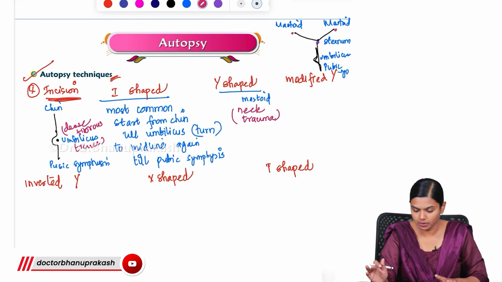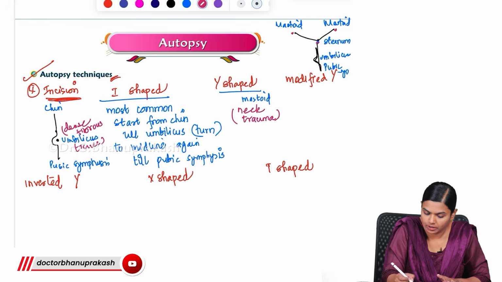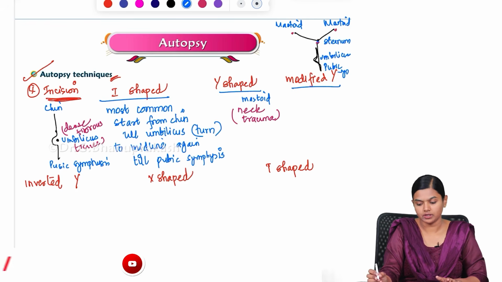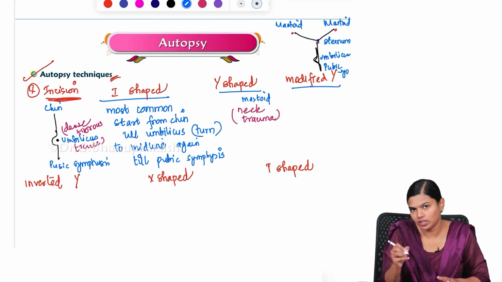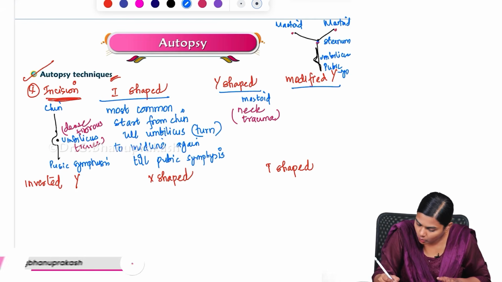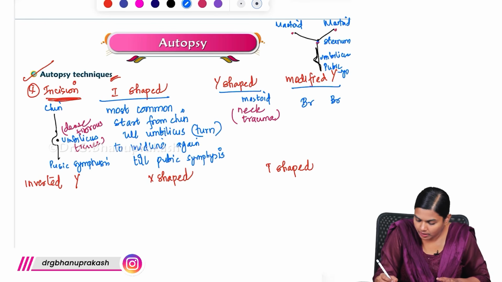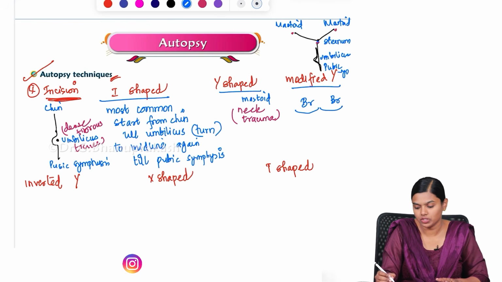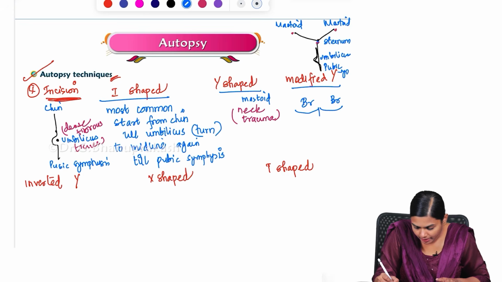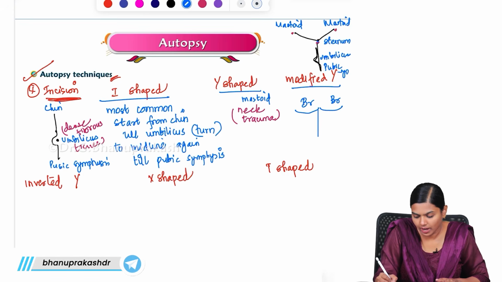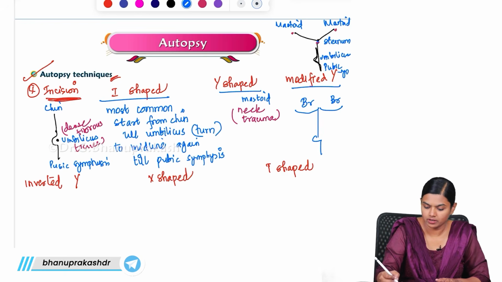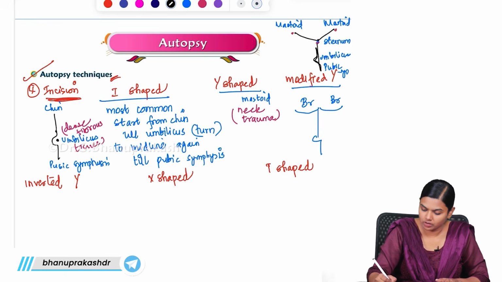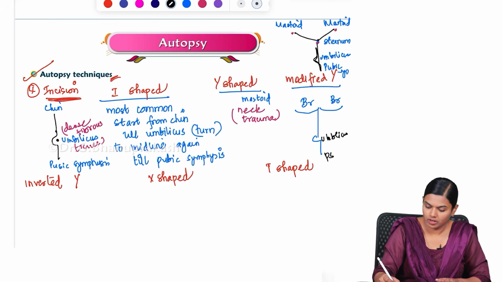Next to the Y-shaped incision is your modified Y-shaped incision. Here, the two limbs of the Y will be going beneath the breast. So this is the breast, and beneath the breast it will go. Here it will go till the umbilicus, and again go to the pubic symphysis, sparing the umbilicus. So this is your pubic symphysis, umbilicus, and the sternum will be here.